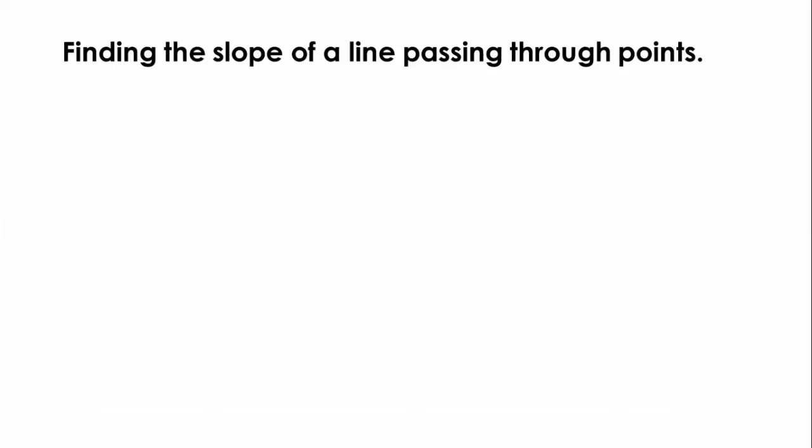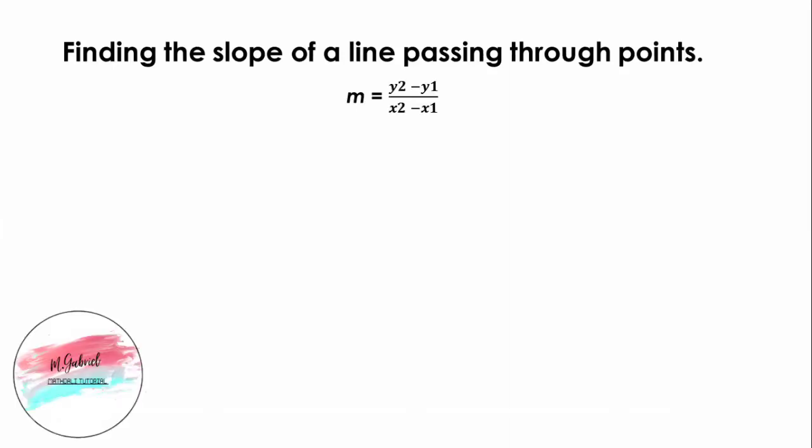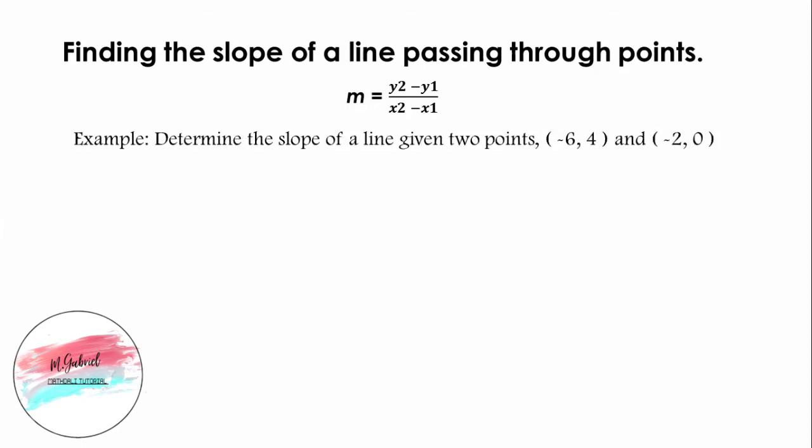So here we go. Finding the slope of a line passing through points. The formula for finding the slope is m is equal to y sub 2 minus y sub 1 over x sub 2 minus x sub 1. So let's have an example. Determine the slope of a line given 2 points. We have negative 6 and 4 and negative 2 and 0.